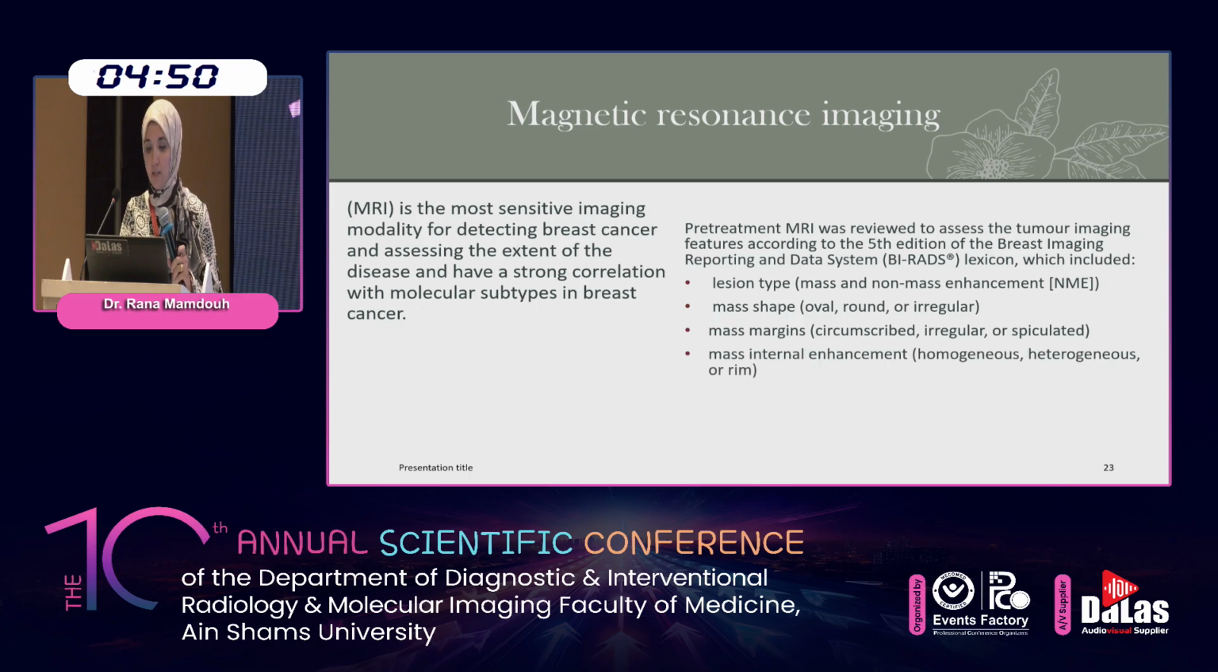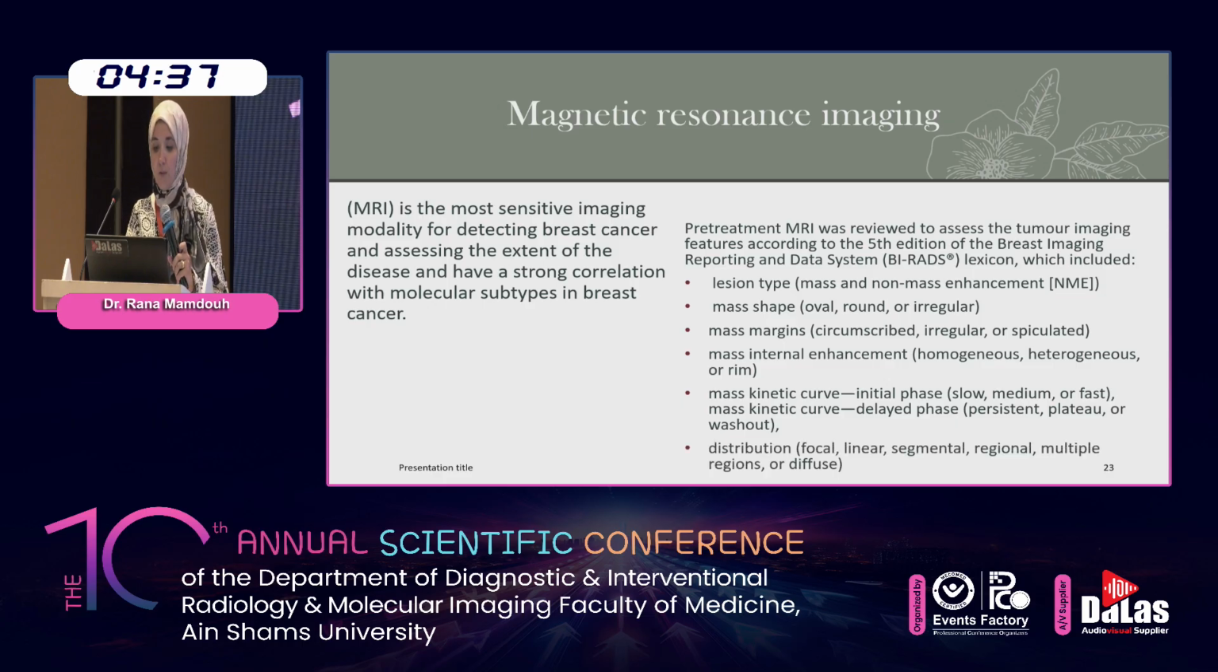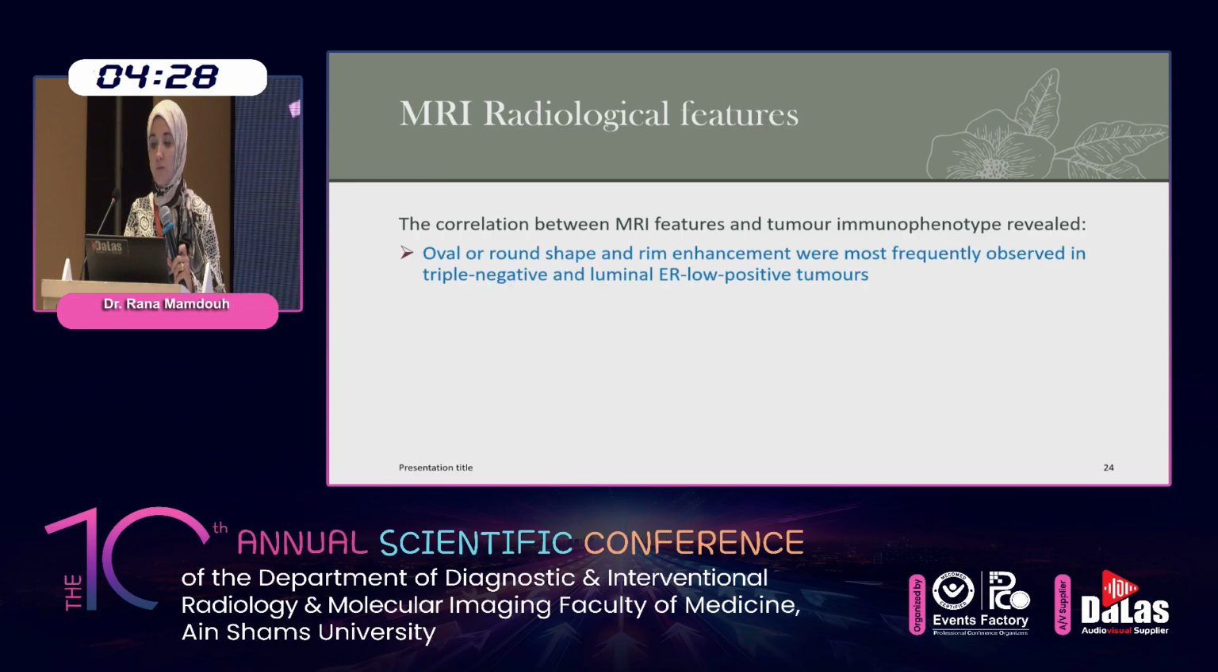irregular or spiculated, mass internal enhancement, homogeneous, heterogeneous or rim enhancement, and mass kinetic curve according to initial phase, slow, medium or fast, and delayed phase, persistent, plateau or washout, and distribution, which is focal, linear, segmental, regional, and multiple.